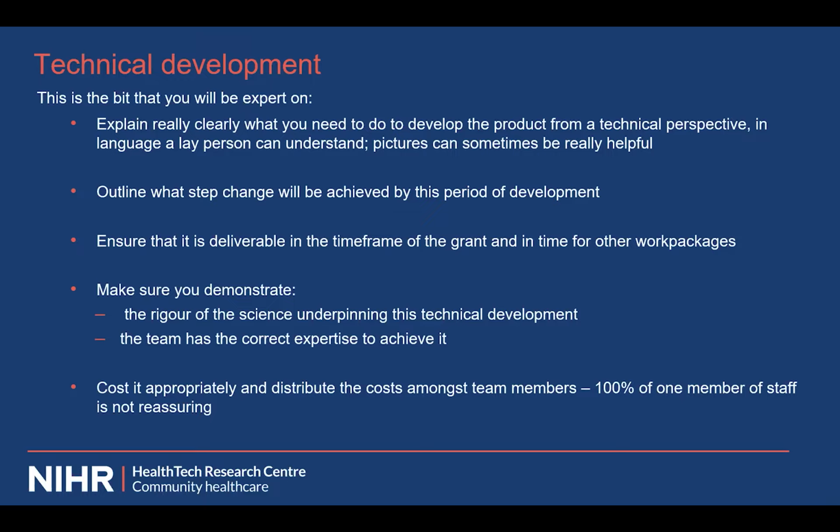Costing this area of development appropriately, making it clear what you're using the costs for, is good. I think someone already said if you've got 100% costing for one member of your team, it's probably not reassuring. But if you're saying, well, we need a bit of engineering time, we need a bit of senior leadership time, and this is why we've costed it like that, that makes it more reassuring.